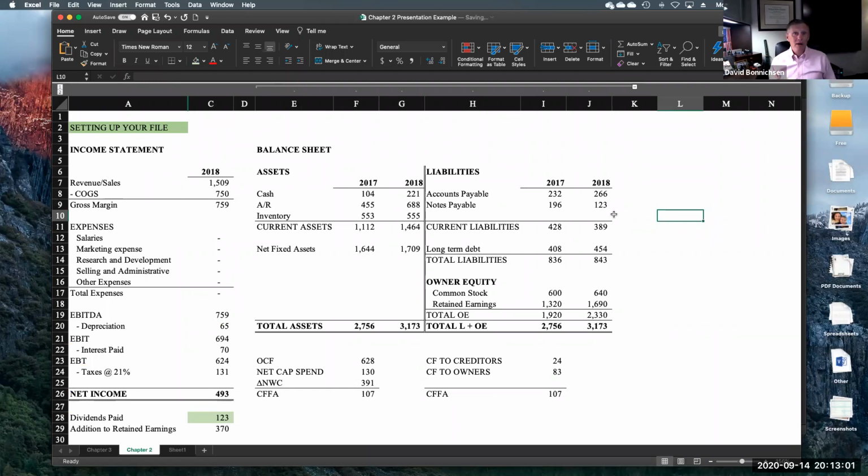If you set up your balance sheet just like this, there's nothing more that I'm going to ask you to calculate than what you see right here. Okay? Assets on the left side, liabilities and equity on the right side, listed in order of liquidity in the assets: cash, AR, inventory, net fixed assets, liabilities, accounts payable, notes payable, current liabilities.